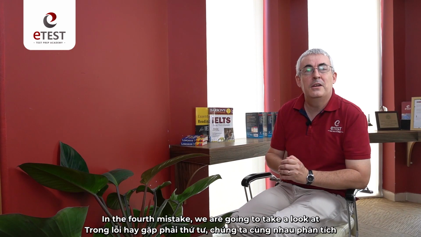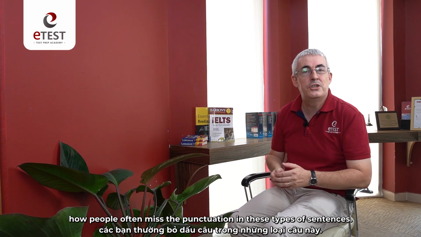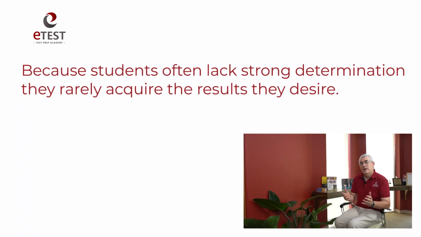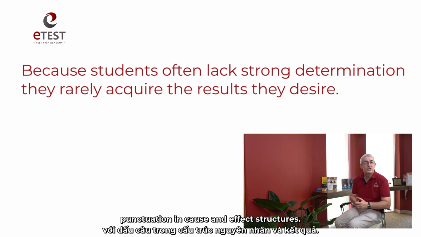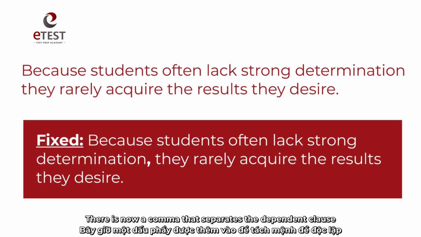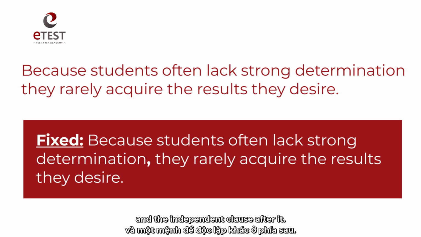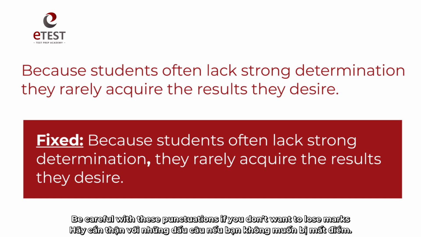In the fourth mistake, we're going to take a look at how people often miss the punctuation in these types of sentences. In order to get good grades, you must always be careful with punctuation in cause and effect structures. There is now a comma that separates the dependent clause and the independent clause after it. It allows readers to see the structure more clearly and correctly. Be careful with these punctuations if you don't want to lose marks.